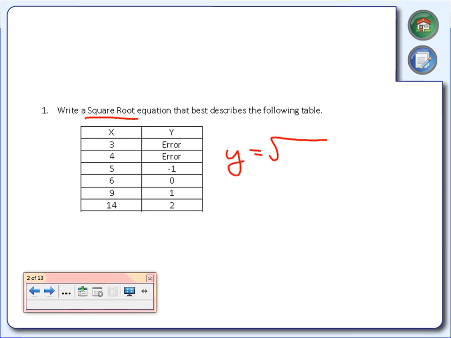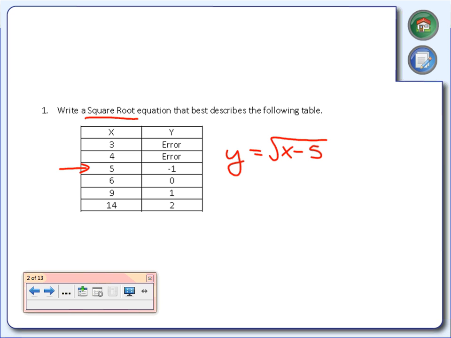Now you'll notice here there's an error on the 3 and the 4. And the only way we get an error is when we have a negative number underneath the square root. All right, so here's what I'm going to do. Underneath the square root, I'm going to put x minus 5. Now why did I choose to start with 5? Why minus 5? Well, because if you look here, you'll notice that I no longer have an error once I get to that 5.